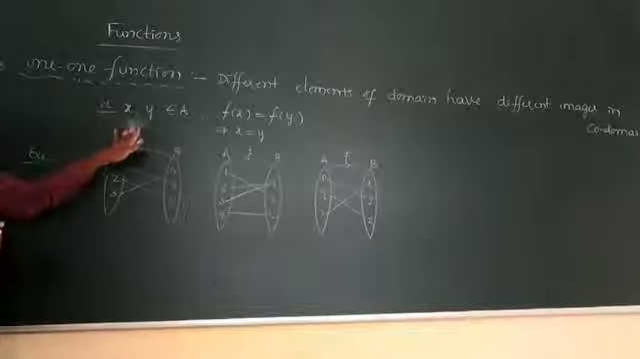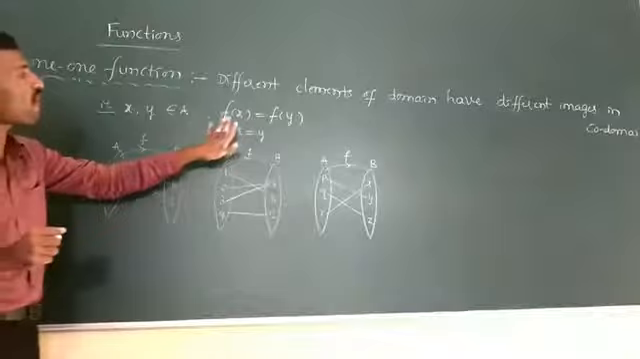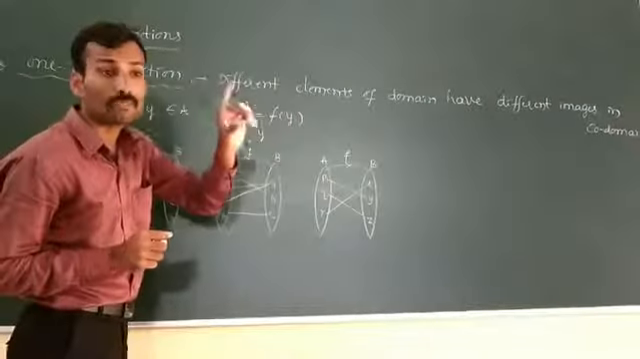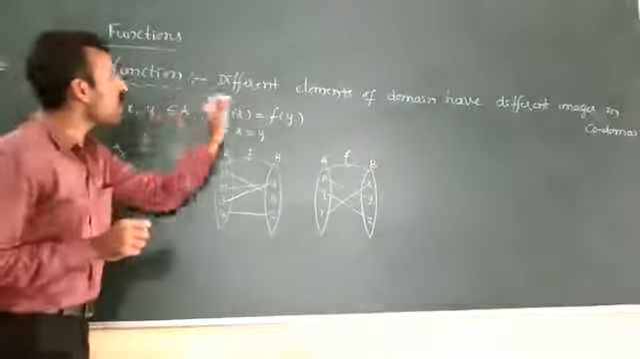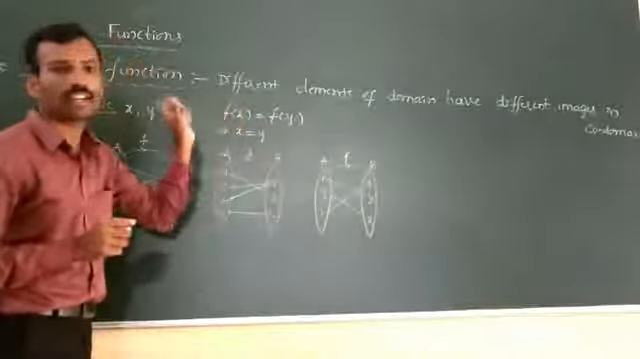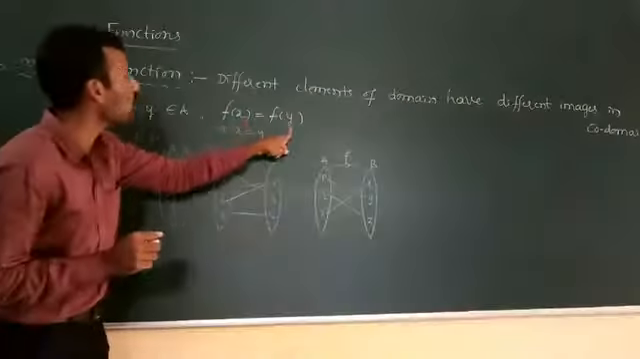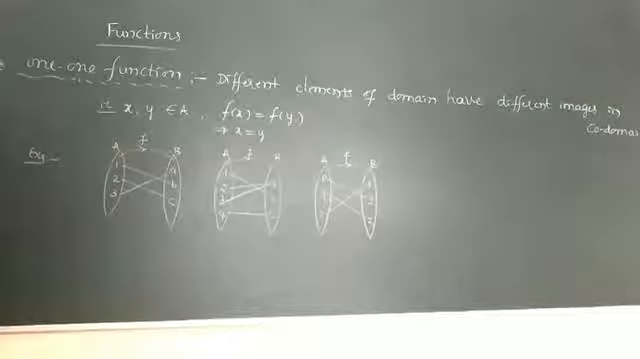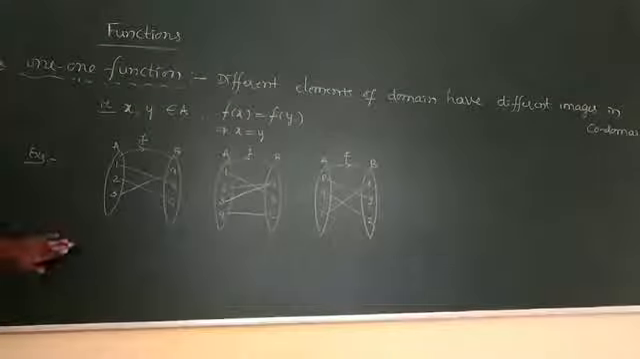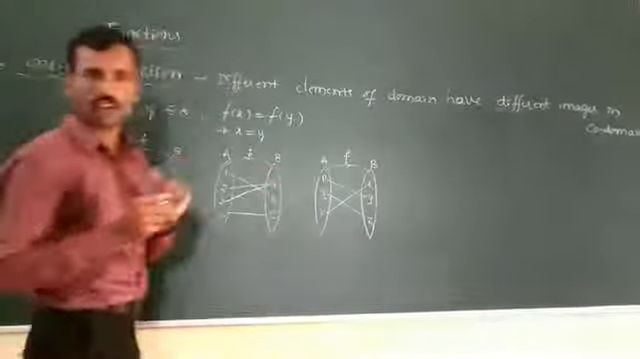Let x and y be different elements of domain A, and f of x and f of y are the elements of B. We already know that f of x is an element of the codomain, or an element of the range. That is, f of x equal to f of y implies x equal to y is the definition of a one-one function. I show here an arrow diagram for a one-one function.